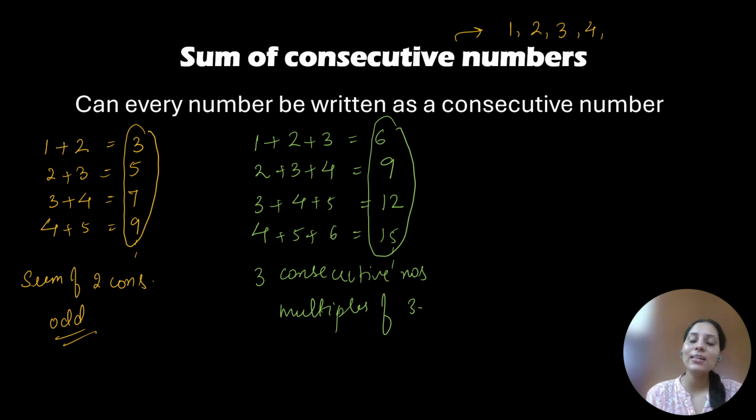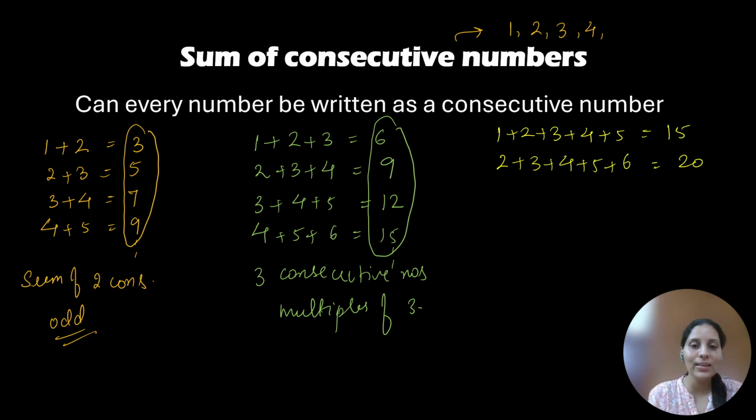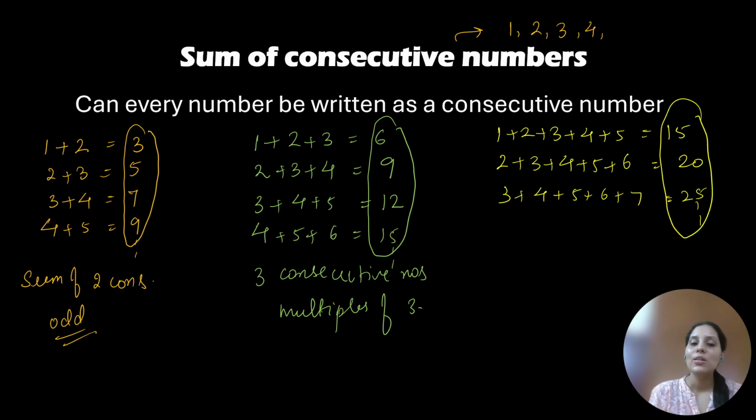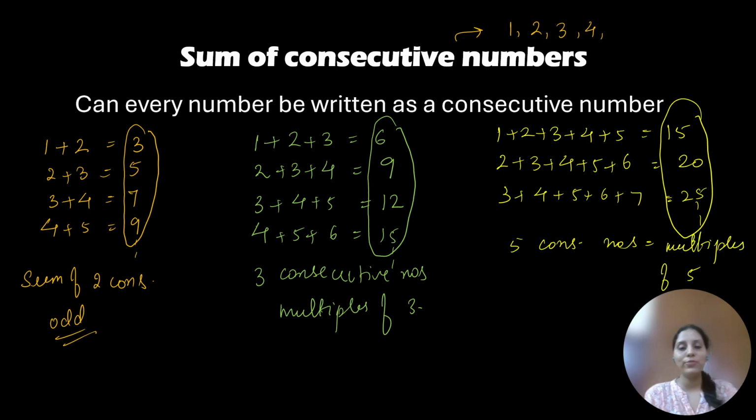Now, similarly, let us take 5 consecutive numbers. 1 plus 2 plus 3 plus 4 plus 5, the result is 15. Then 2 plus 3 plus 4 plus 5 plus 6 is 20. 3 plus 4 plus 5 plus 6 plus 7 is 25. So what are these numbers? When I take 5 consecutive numbers, the result is multiples of 5.